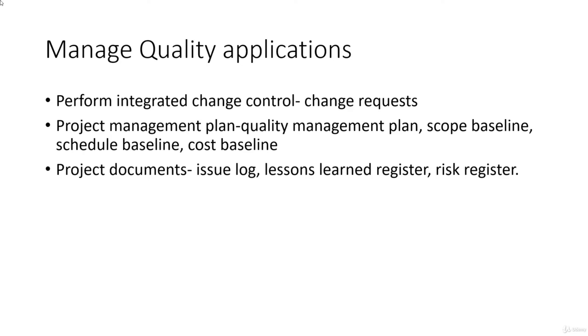As for applications, they are in the change request, because a change request has to be reviewed and approved. So we apply quality concept processes in its review and approval. All aspects of the quality management plan, scope baseline, schedule baseline, cost baseline, and then the project documents like issue log, lessons learned register, and risk register are all updated and modified based on the managed quality process.